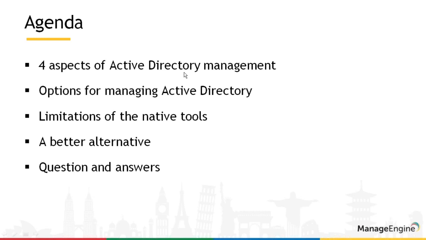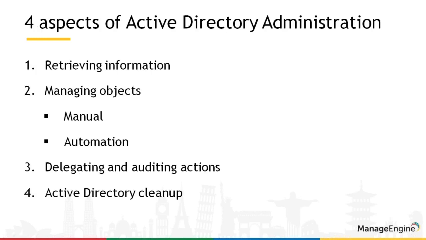The 4 aspects of Active Directory management. The first aspect is that any administrator would want to know what is going on in his or her Active Directory infrastructure: information about users, groups, computers, contacts, you name it. So the first responsibility would be retrieving information from Active Directory. The second responsibility would be managing objects. When I say managing objects, I'm referring to creating user accounts, creating groups, modifying groups and computers. You have a manual way of doing it and also an automated way of managing objects. We're going to be discussing that as well.